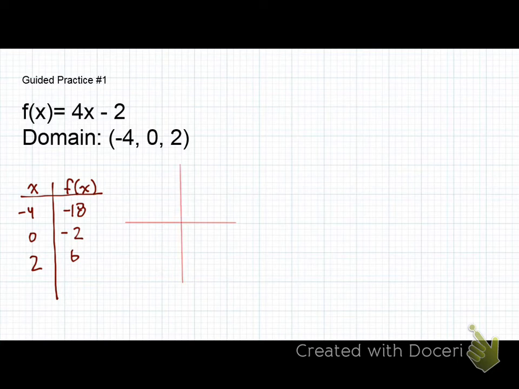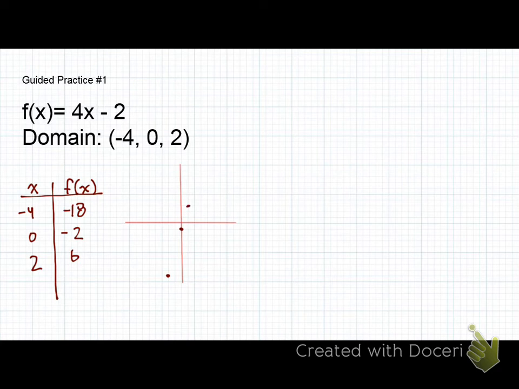Oh, sorry, I lost my place. 2, 4, 6, 8, 10, 12, 14, 16, 18. Okay. Next one is going to be 0, -2. Next one's going to be 2, 6, so it's going to be right here.